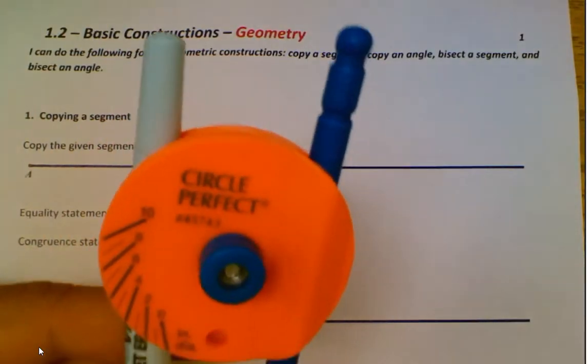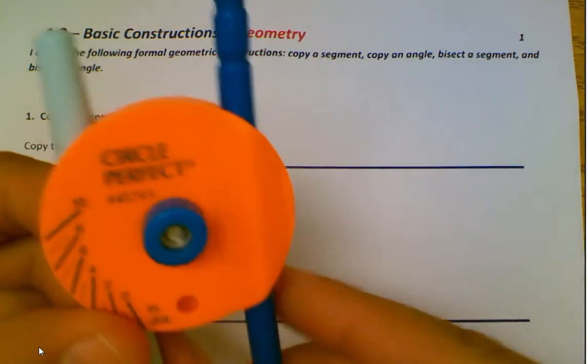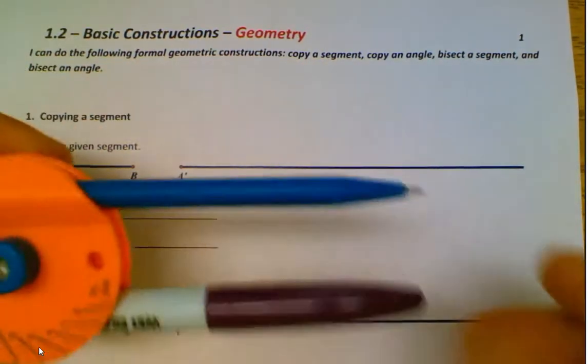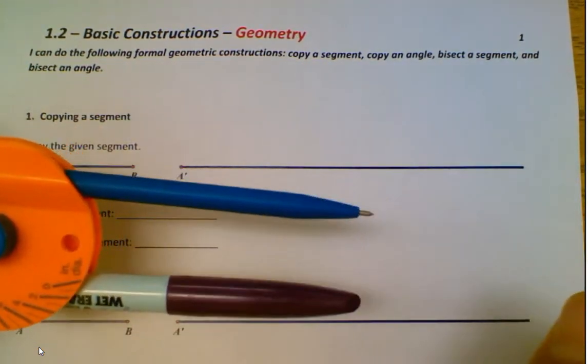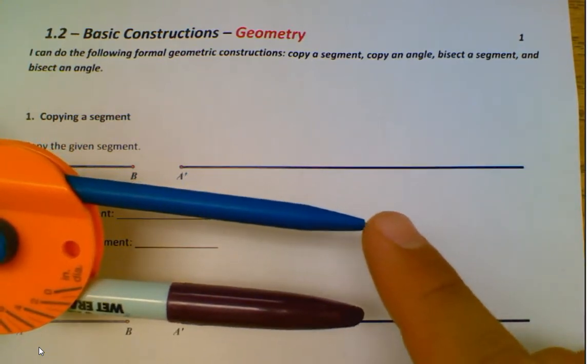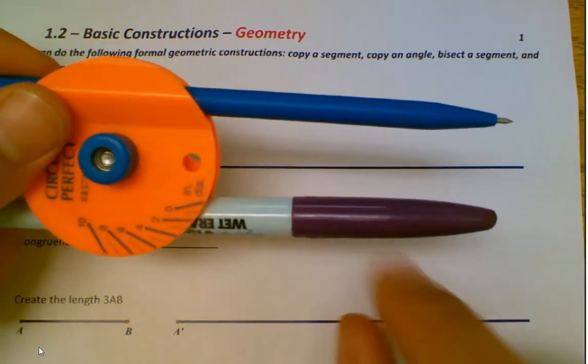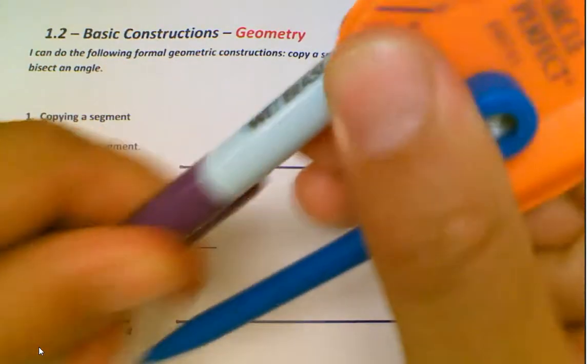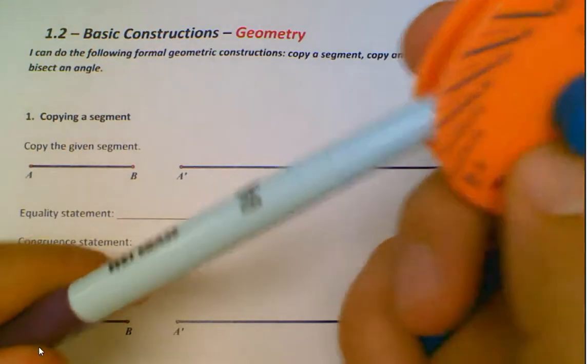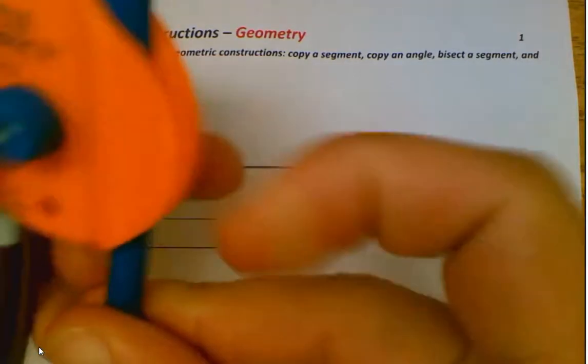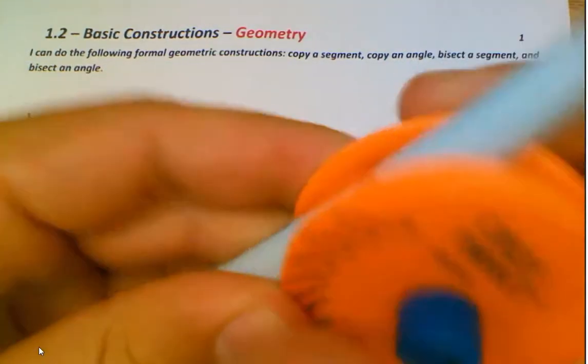So here is what my compass looks like. There's a couple different pieces to it. When I talk about the compass point, that would be this. Typically it's sort of sharp, so be careful with it. And then you'll usually have a pencil here. I'm using a pen just so you can see it a little better. Sometimes they do fall apart, so just put it back on. If you ever need help putting a compass back together, I can show you how to do that.